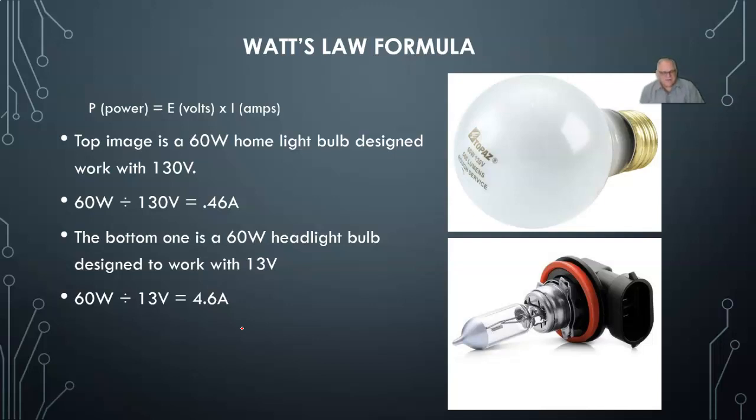Now, taking a look at this. Home with 130 volts, 0.46 amps. On the car, 13 volts, 4.6. So household with 10 times the voltage, you have 1/10 the amperage. On the car, where I only have 1/10 the voltage, I have 10 times the amperage in order to be able to do the same amount of work.